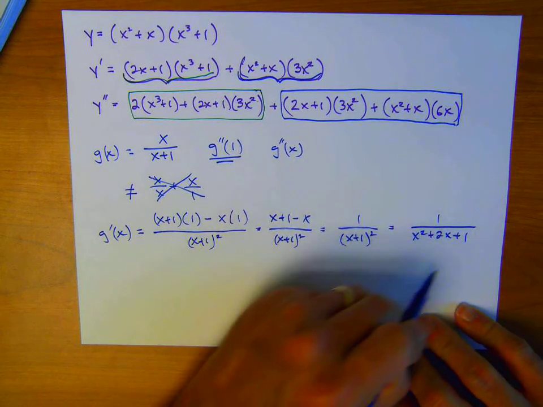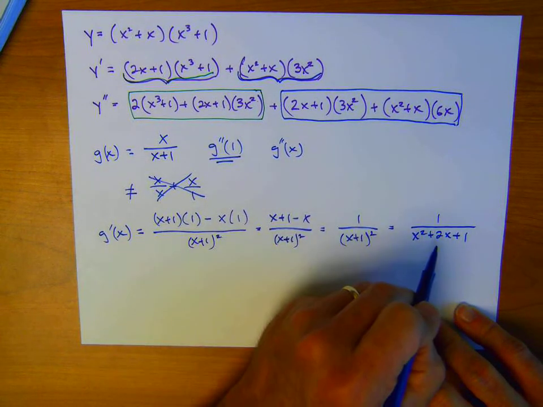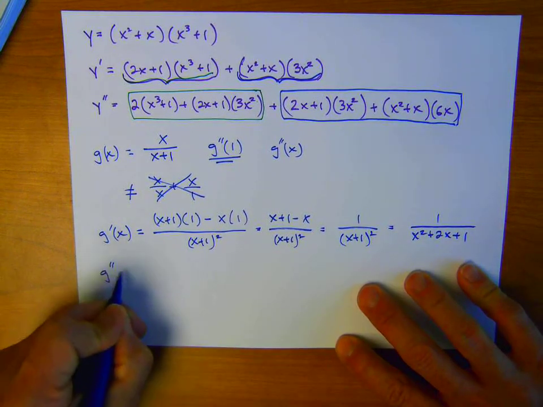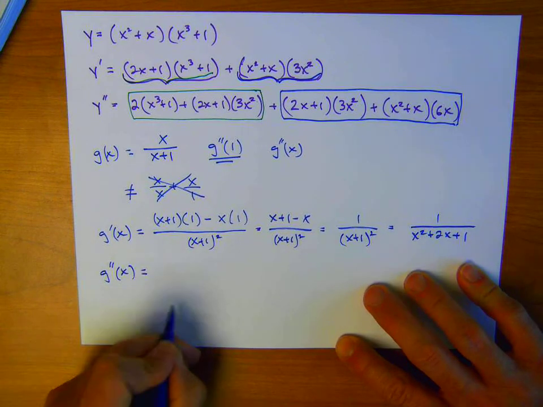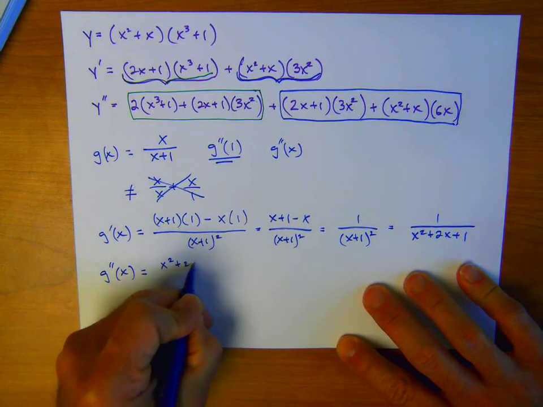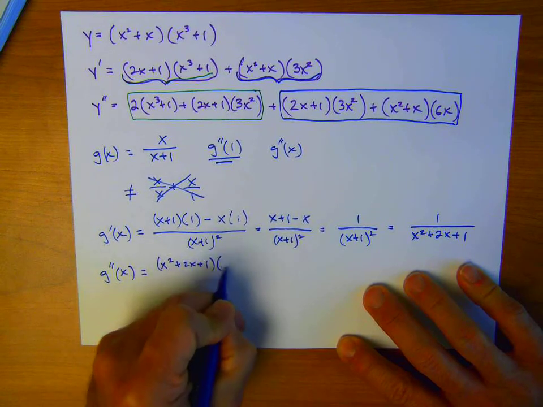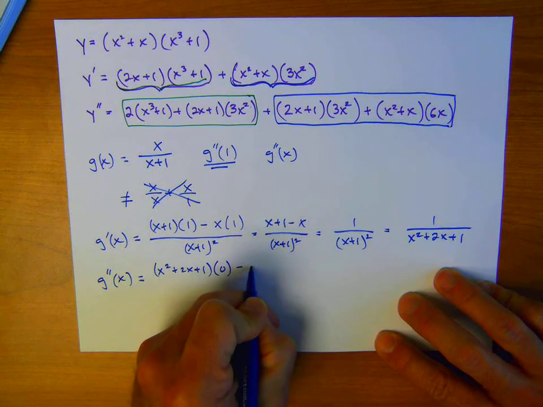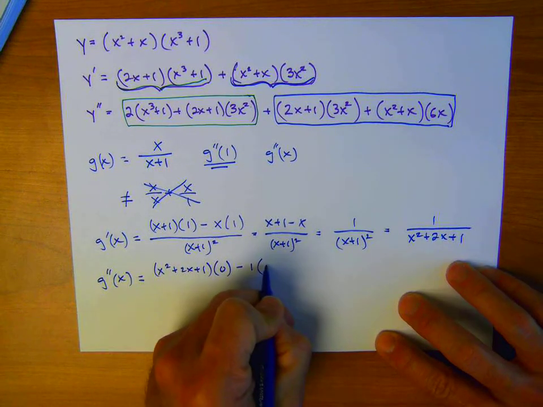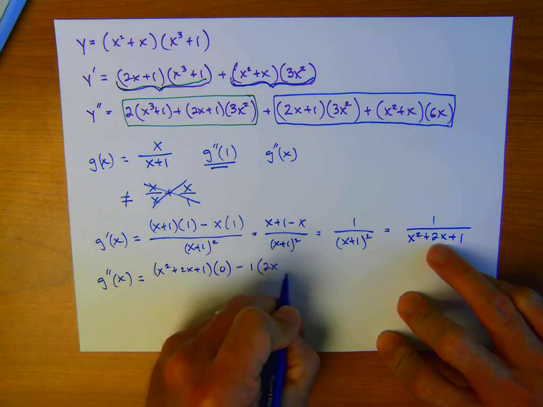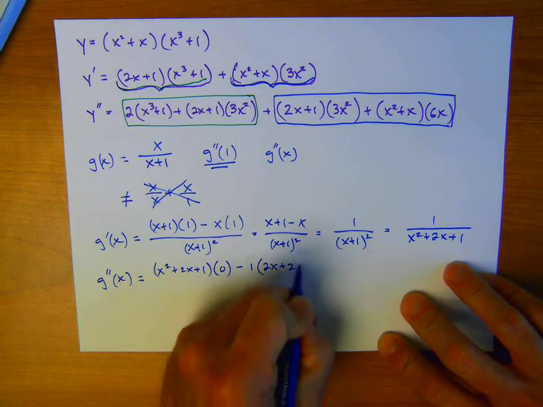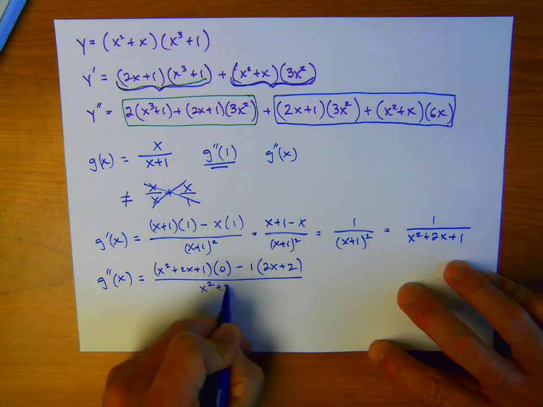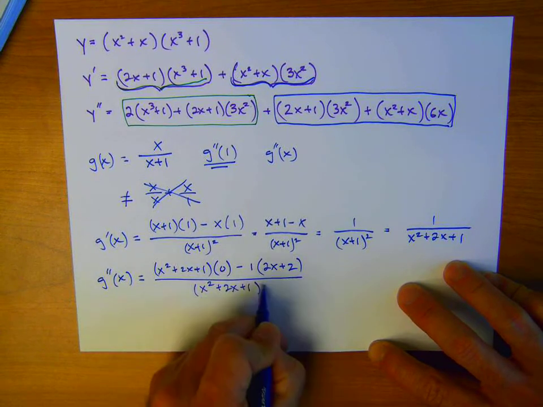Now, notice I still use the quotient rule here because 1 is a function, right? It's the constant function, just a horizontal line at y equals 1. So, for the second derivative, I would have the denominator, x squared plus 2x plus 1, times the derivative of the numerator, which is 0, because the derivative of any constant is 0, minus the numerator, which is 1, times the derivative of the denominator, and that's going to give me 2x plus 2, and then the derivative of 1 goes to 0, so I'm left with just that, over x squared plus 2x plus 1 quantity squared.